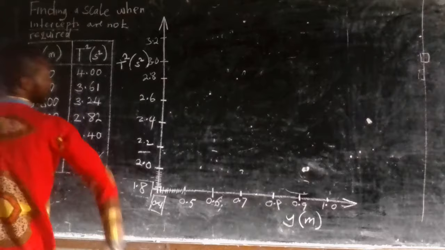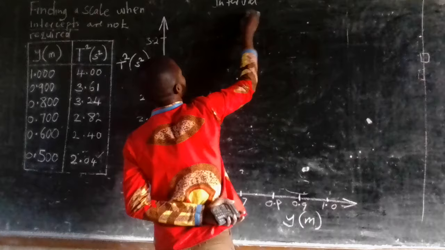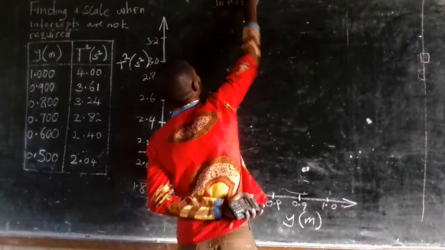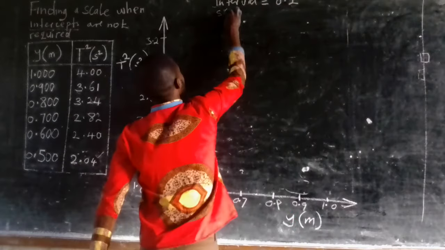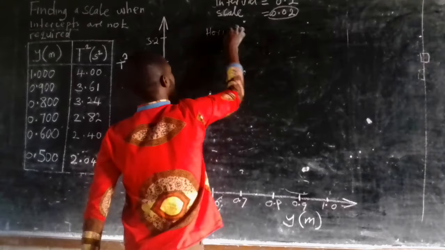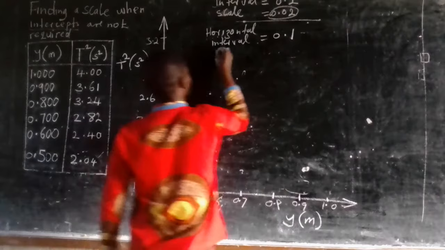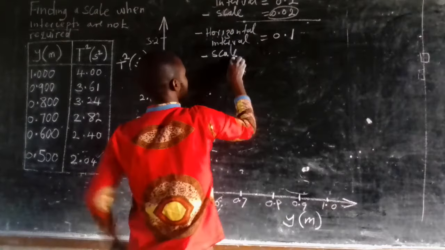So if you can remember, let me summarize. Our interval on vertical, that is the vertical interval. Then the scale, I'm meaning the scale of 0.02, that is the value for one smallest box. Then for horizontal, the interval is 0.1. Then the scale, that is the value for one smallest box. We say you always get the interval divided by 10. I'm giving a summary.